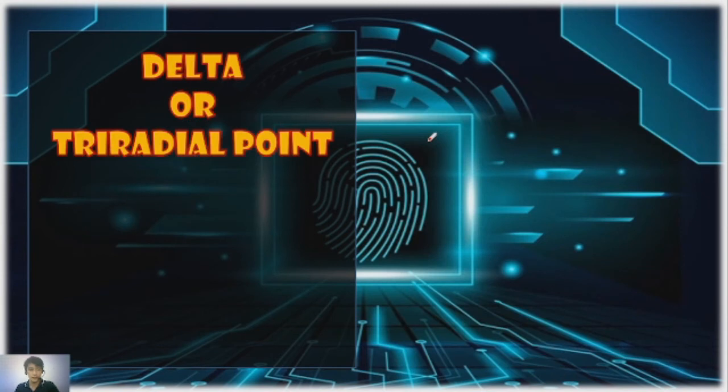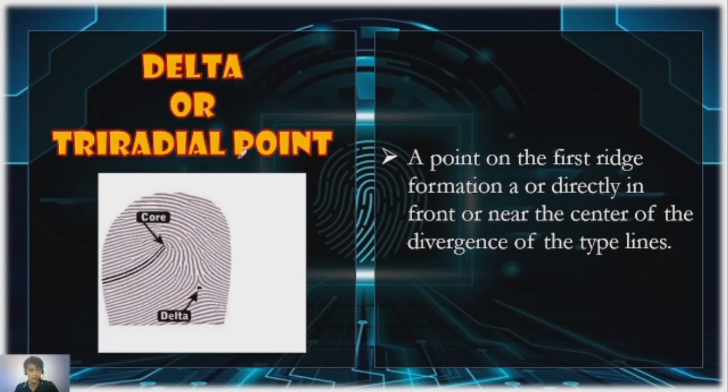Next here, the delta or triradial point. As I said, it is usually found on the diverging ridge, at the point of divergence. Usually we can locate the delta in the form of different ridge characteristics. So it is a point on the ridge formation, directly in front of or near the center of divergence of the type lines, as I said.